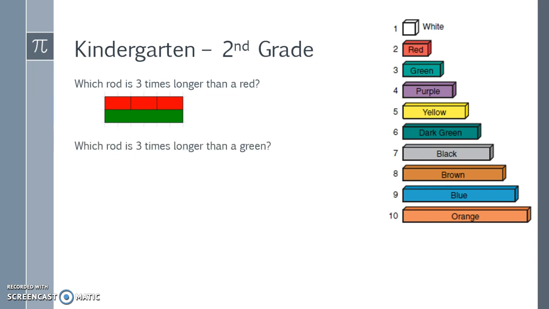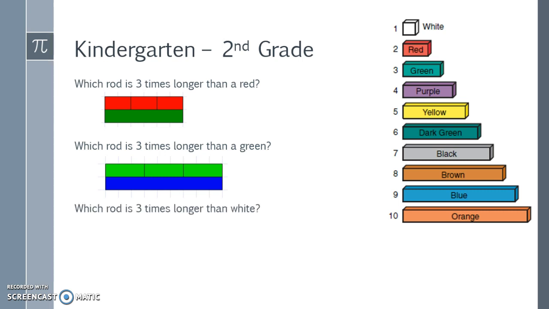Which rod is 3 times longer than a green rod? Putting my green rod end to end 3 times, I see that's equivalent to a blue rod. Which rod is 3 times longer than the white rod? Putting my white rod end to end 3 times, I see that's equivalent to the green rod.